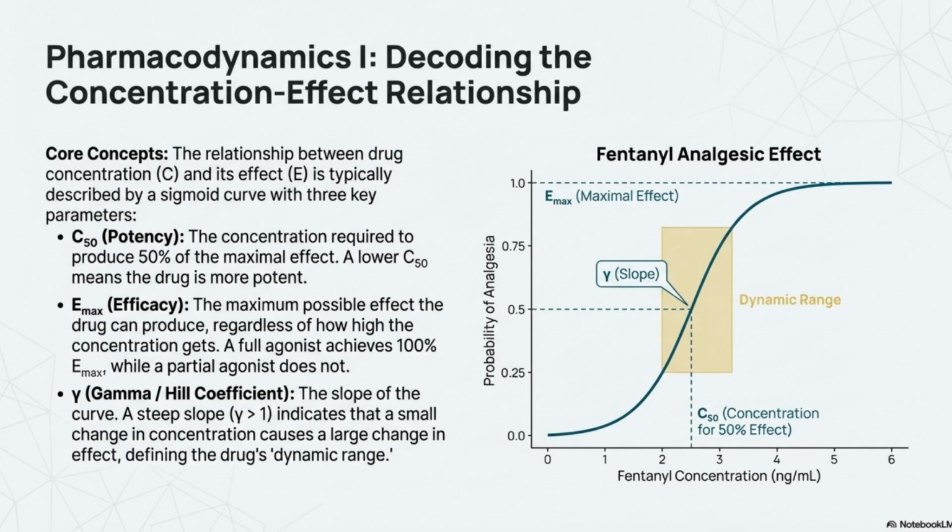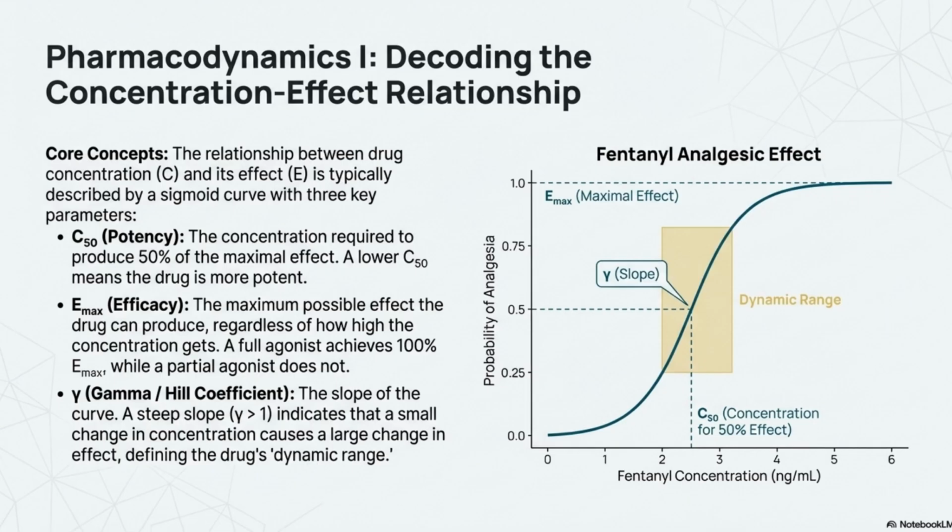So a high gamma means a very steep curve. Very steep, which means a tiny change in drug concentration results in a massive change in the clinical effect. This defines a drug's dynamic range, that narrow window where concentration changes are really meaningful. This brings us to a really important distinction: potency versus efficacy. In simple terms, I always think of it as I can use a whole tablespoon of something weak or just a single drop of something potent.